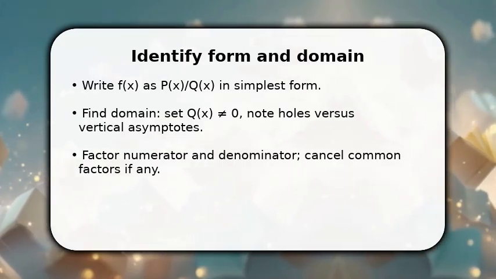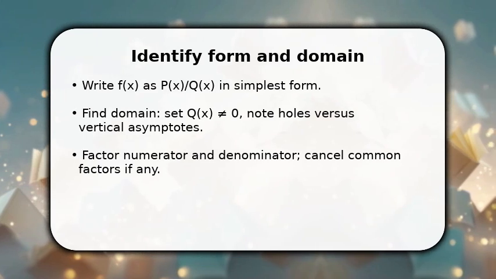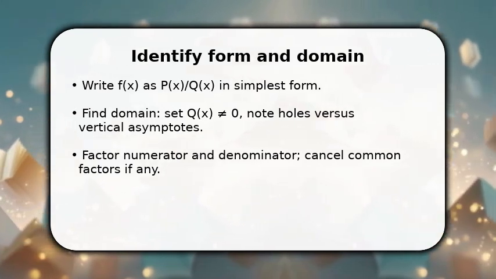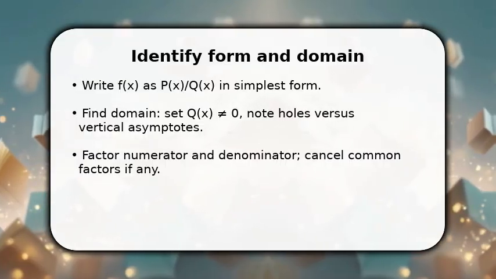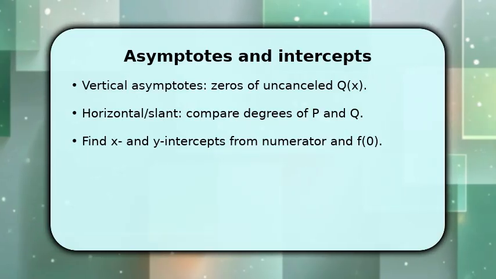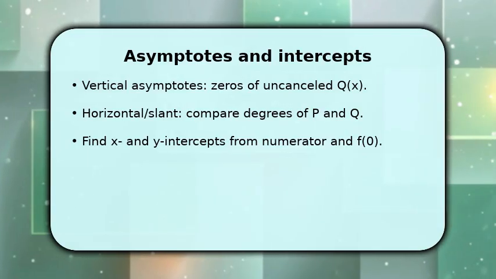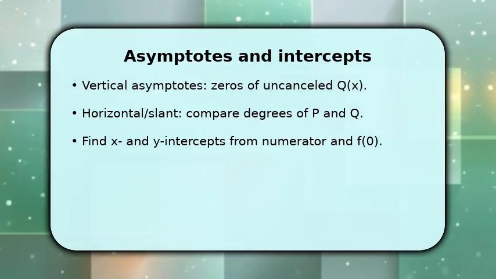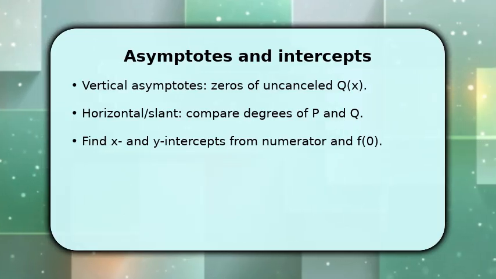Once done, factor both numerator and denominator fully, since those roots drive intercepts and discontinuities you will plot. Now determine asymptotes and intercepts so you can sketch behavior. For vertical asymptotes, mark x values where uncancelled q(x) equals 0 and analyze signs near them to see if the curve blows up positive or negative.